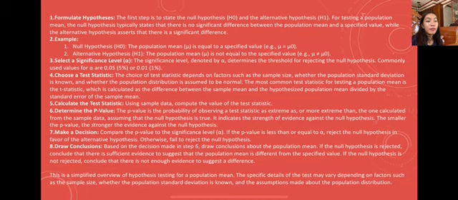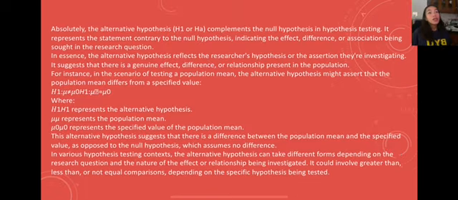This is a simplified overview of hypothesis testing for a population mean. The specific details of the test may vary depending on factors such as the sample size, whether the population standard deviation is known, and the assumptions made about the population distribution. Absolutely. The alternative hypothesis H1 or HA complements the null hypothesis.